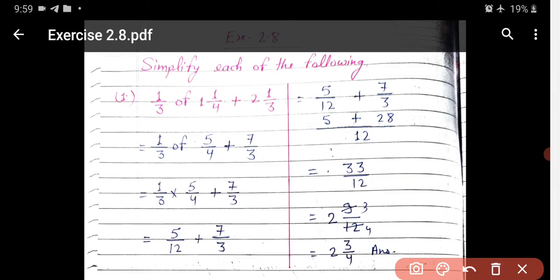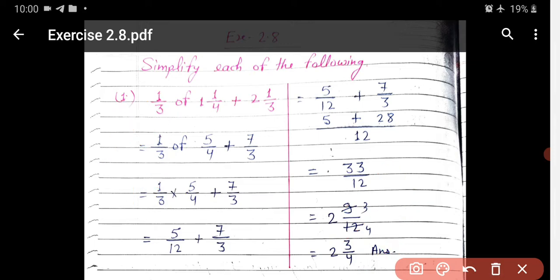Now there are two ways to solve from this side. Now you have to write 33 upon 12 as it is. 12 twos are 24 and plus 9 it becomes 33. Now simply cut: 3 threes are 9, 3 fours are 12, so it becomes 2 3/4. One other method is like that, you have to solve.